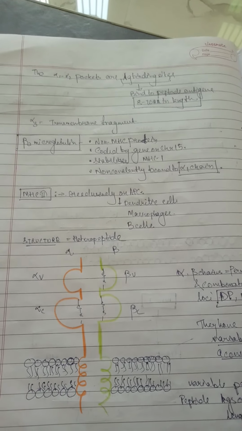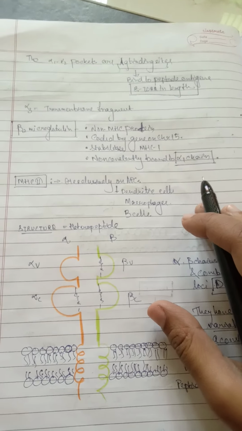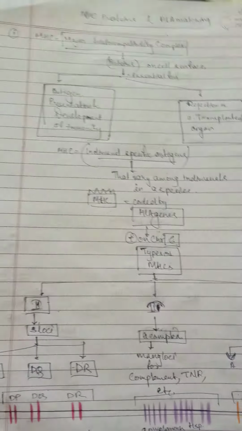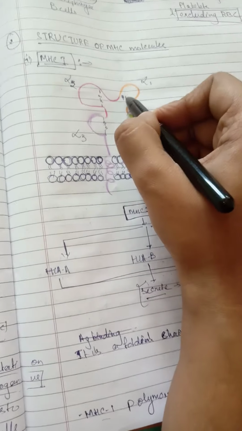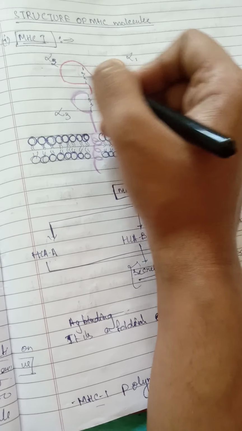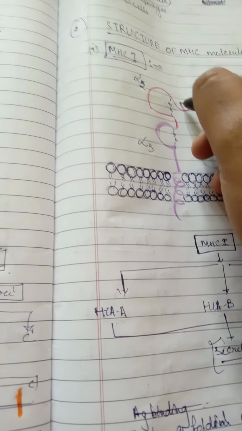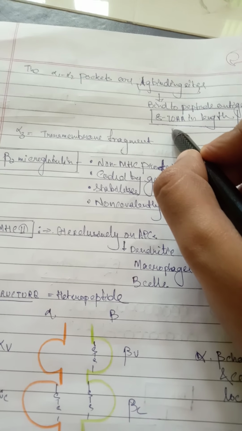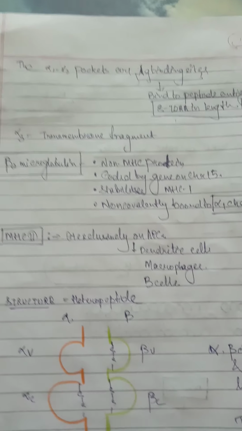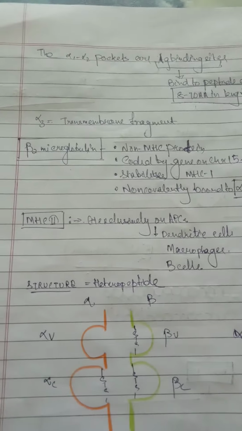Now, the alpha 1 and alpha 2 regions of the MHC1 molecule have a pocket between them, which is the antigen binding pocket, and the MHC1 molecule can bind to antigens of size 8 to 10 amino acids in length. Alpha 3 is a transmembrane fragment that enables the adhesion of the MHC1 molecule on the cell surface.